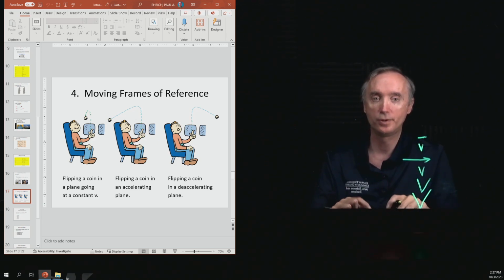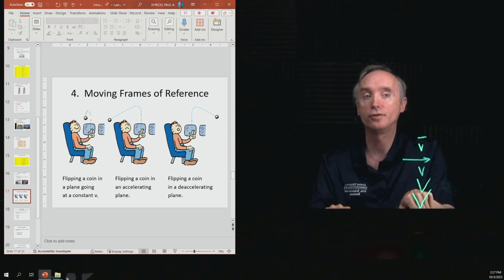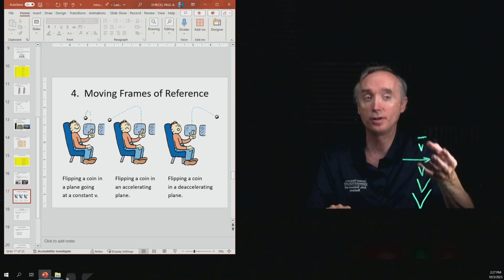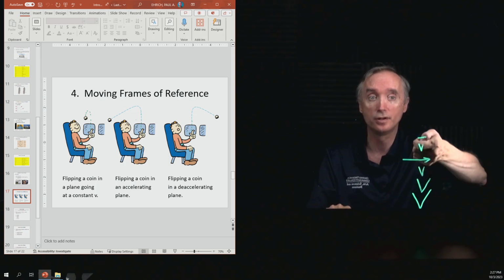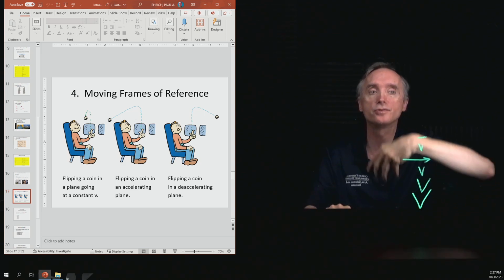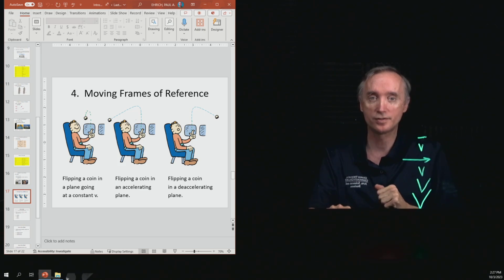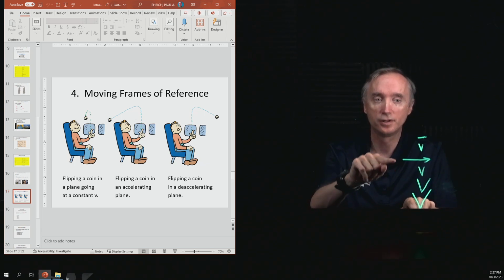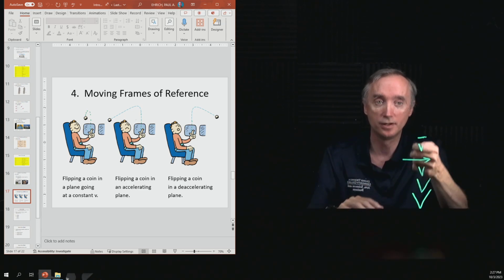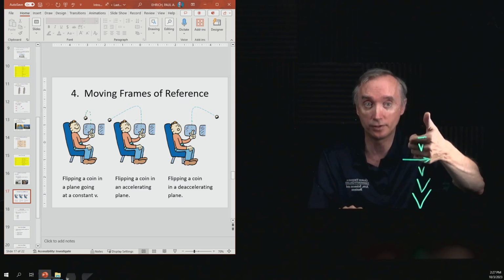Now, what about the third picture there? The third picture shows what would happen if you're coming in for a landing. So now you are landing in your airplane, and the second that the airplane begins to slow down, you flip your coin. Notice this time that the coin goes in front of you. So why is that true? As soon as you flip your coin, the speed of the coin is the same as the speed that you were going at when you flipped it.